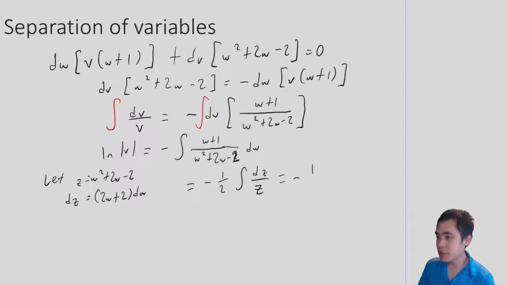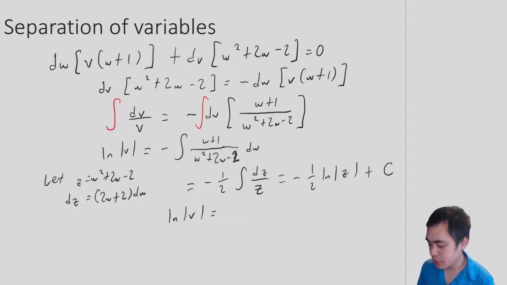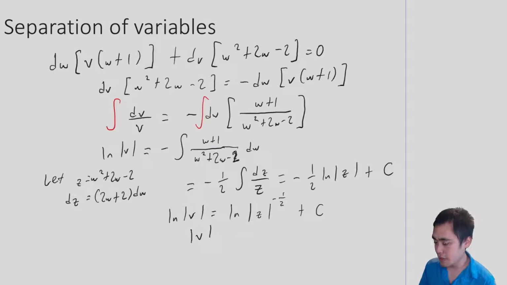Which is equal to minus 1/2 natural log of the absolute value of z plus c. And therefore, we have natural log of v is equal to natural log of the absolute value of z to the minus 1/2 plus c, and so therefore v is equal to some other c divided by the square root of the absolute value of z.